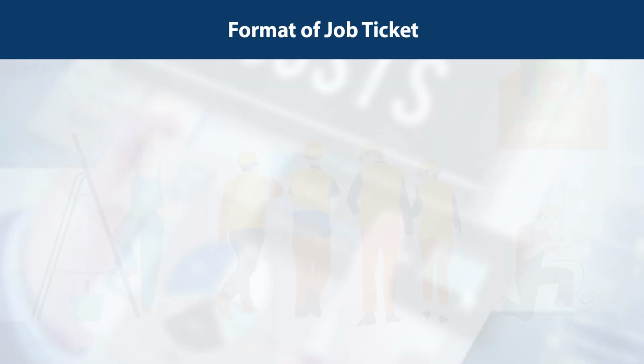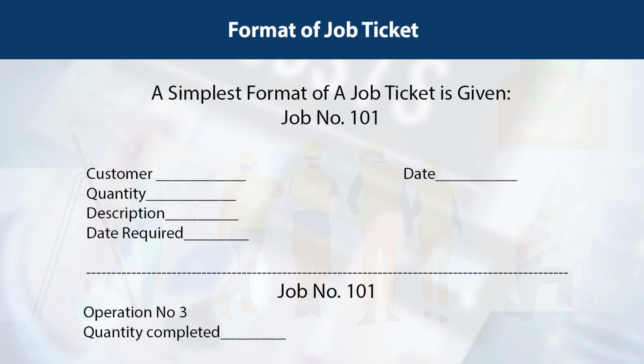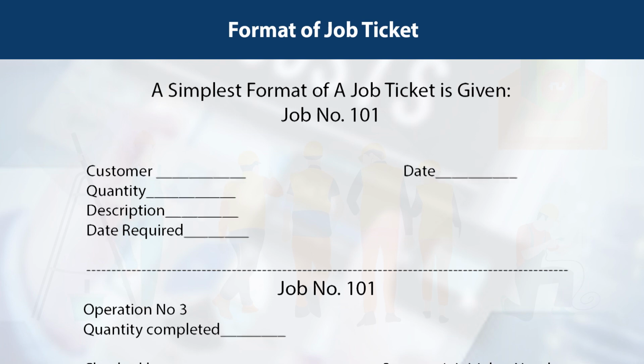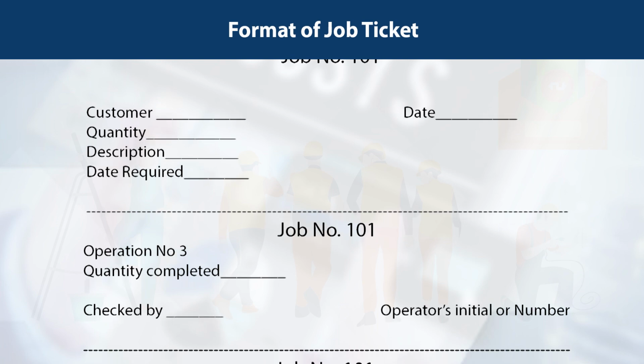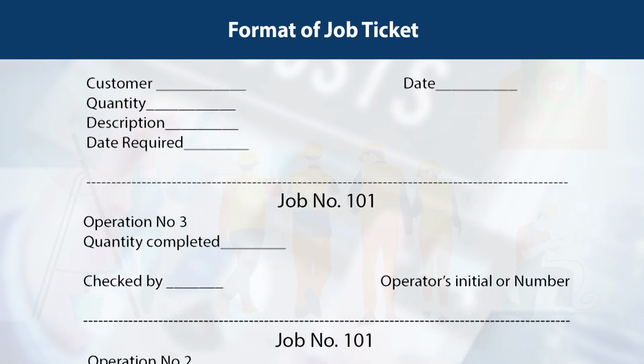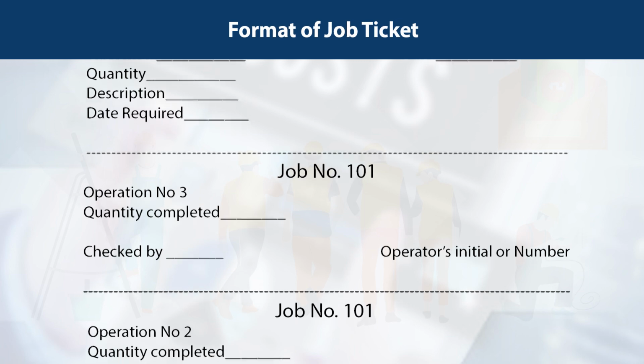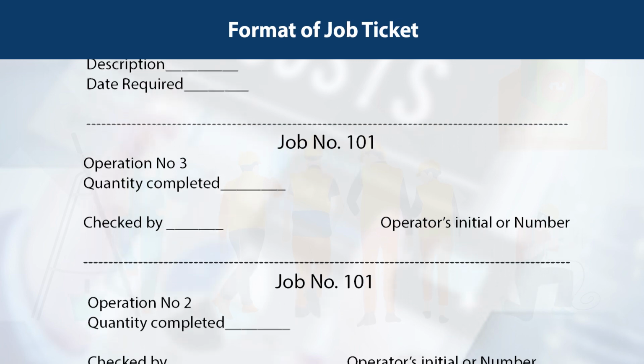Now, let us see the format of job ticket. A simplest format of job ticket is given for job number 101. It includes name of the customer, date, quantity and description of job and date required to complete the job, and it is prepared in multiple parts, that is part A for operation number 3. It indicates quantity completed and it also includes who has checked and operator's initial or number.